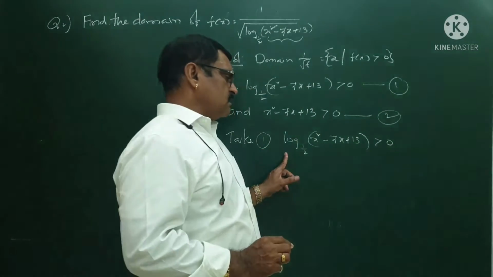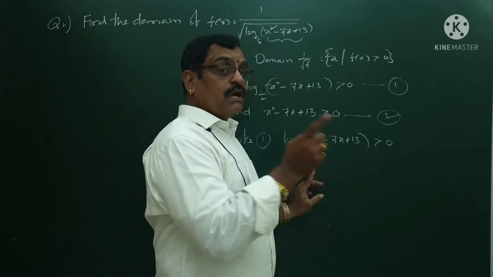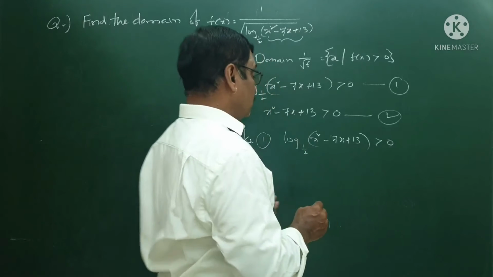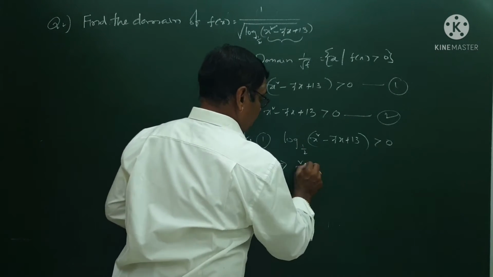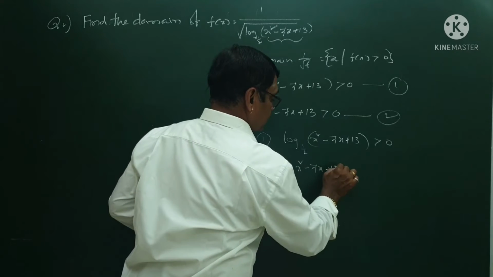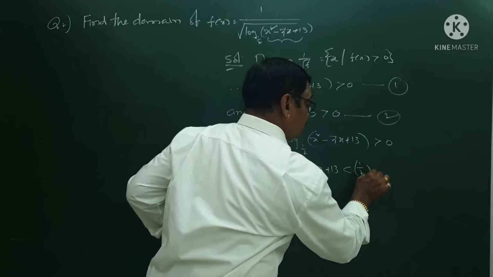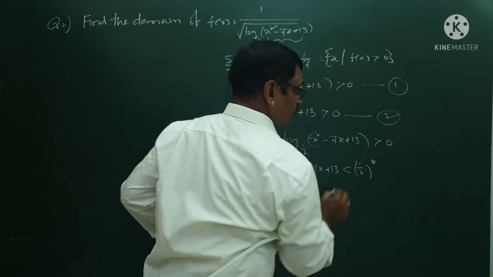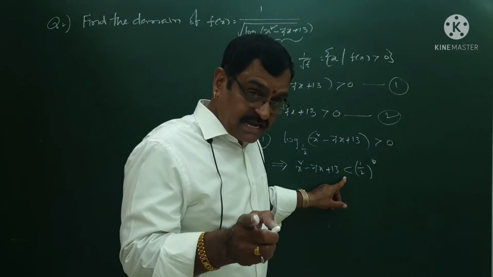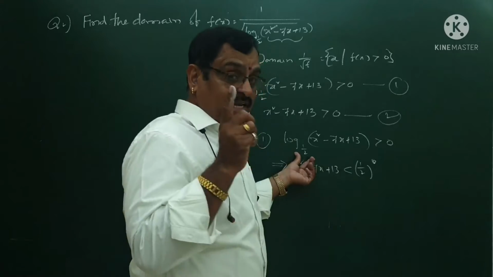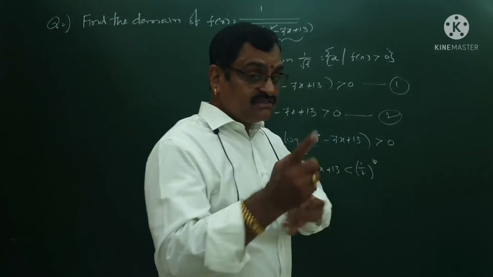Now here log of something base half is more than 0. Now you have to remove the log. Now how do you remove log? This implies x square minus 7x plus 13 is less than half to the power of 0. Why does my greater than symbol convert into less than? Because the base is less than 1. Whenever the base is less than 1, the inequality will change.